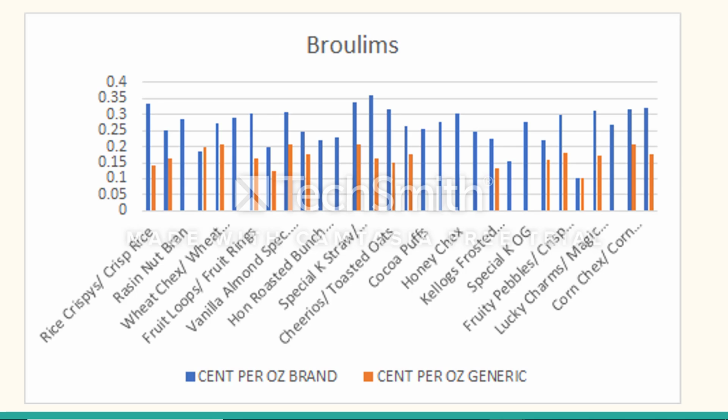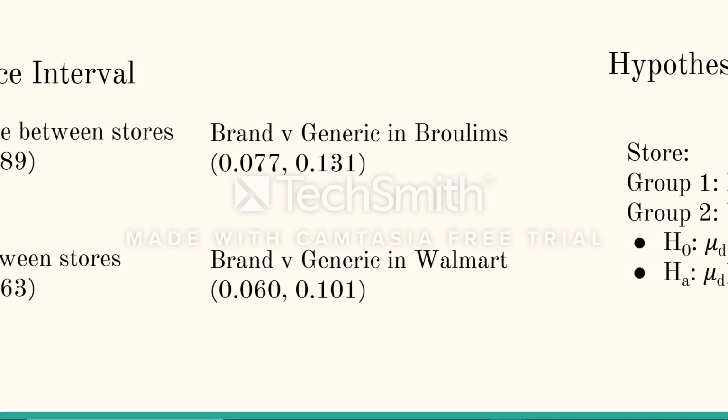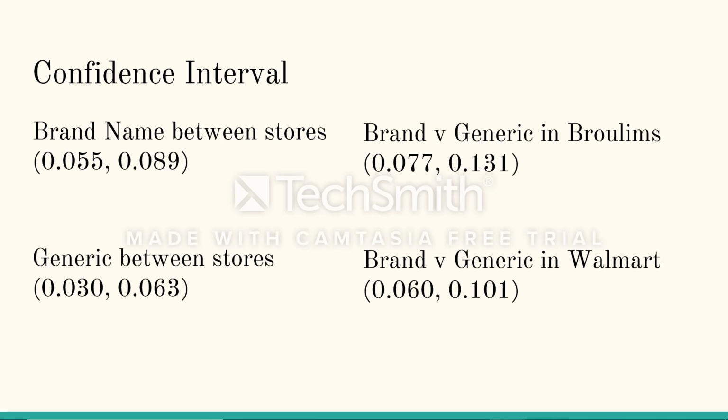So, for our hypotheses, we decided that the best hypothesis test to use was the paired sample t-test. Before we collected our data, we made a prediction that Brolums would be more expensive than Wally World and the brand be more expensive than the generic. After we collected our data and conducted the test, we decided to use a 95% confidence interval.